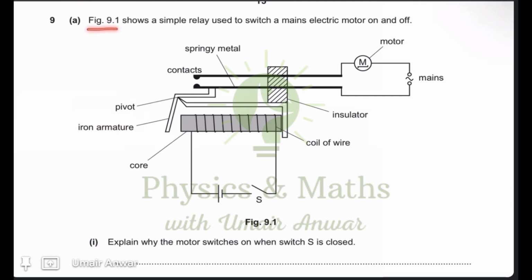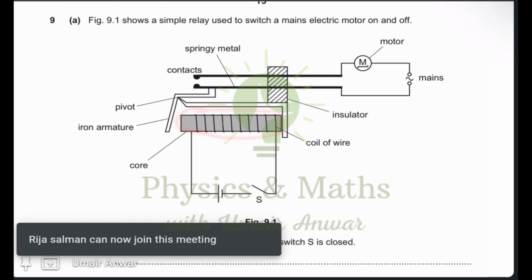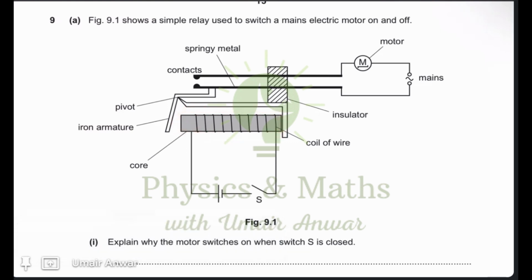It says figure 9.1 shows a simple relay used to switch a mains electric motor on and off. So we can see that this is the coil and it is connected to a battery and a switch. When the current flows through the coil it becomes a magnet, and when it magnetizes, it pulls the iron armature towards itself. When the iron armature moves towards the coil, the upper contacts get closed, and when they close, the circuit for the motor is completed and the motor is switched on.